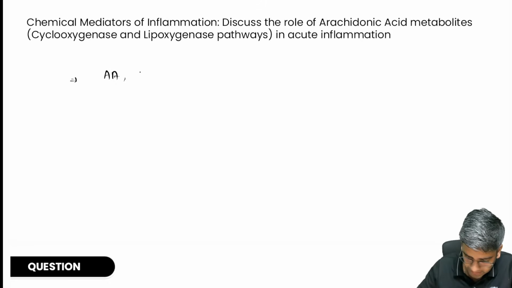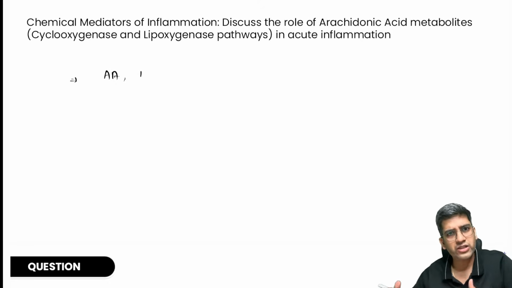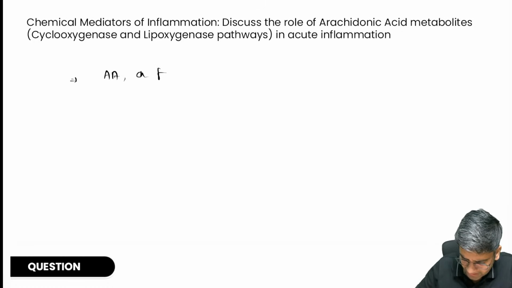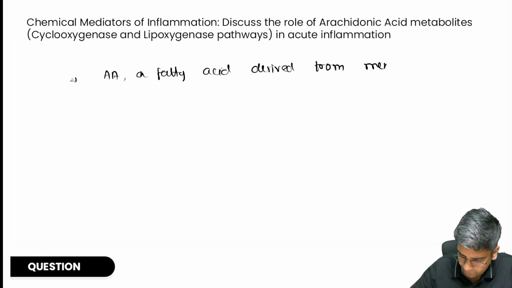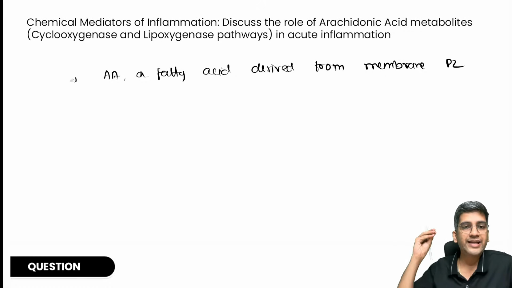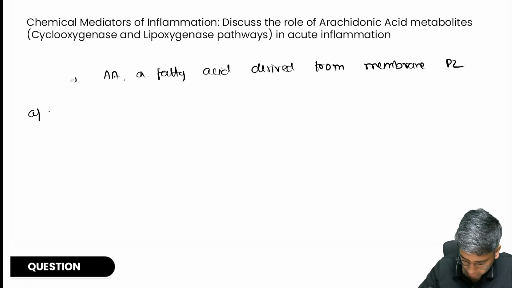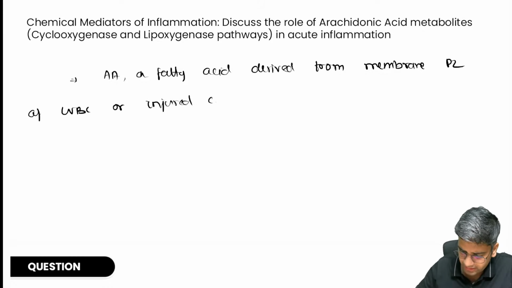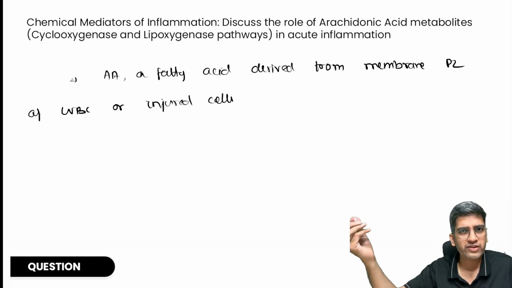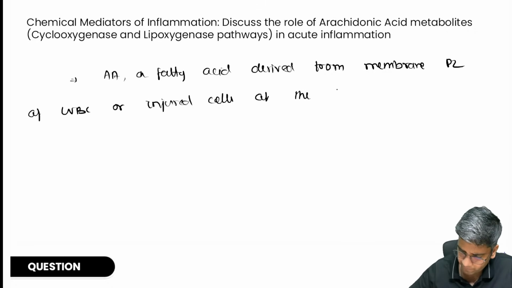Arachidonic acid is a, if you can write, polyunsaturated fatty acid, right? Otherwise, just write a fatty acid derived from the membrane phospholipids. I'm writing PL for phospholipids of the inflammatory WBCs or the injured cell at the site of inflammation. We know that cell necrosis will have free phospholipids, right? So this is where I'm going to start with.